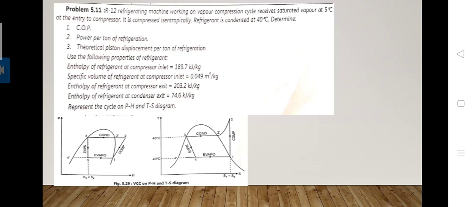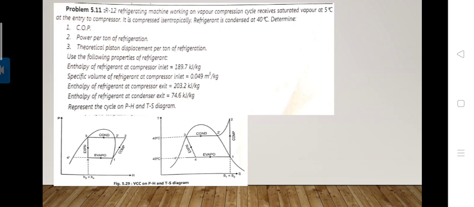We have to determine the coefficient of performance, power per ton of refrigeration, and theoretical piston displacement per ton of refrigeration, using the following properties of the refrigerant. Enthalpy at compressor inlet, H1, is 189.7 kilojoule per kg. Specific volume at compressor inlet is 0.049 meter cube per kg. Enthalpy at compressor exit, H2, is 203.2 kilojoule per kg, and enthalpy at condenser exit, H3, is 74.6 kilojoule per kg.